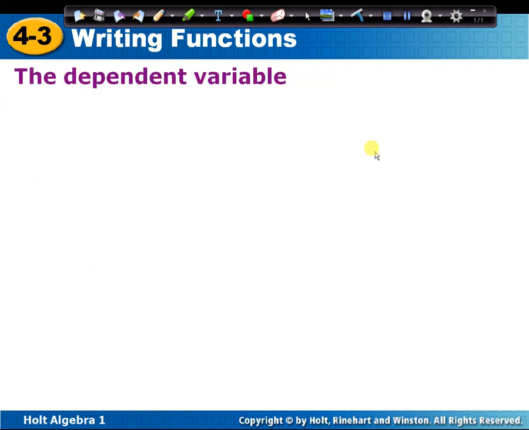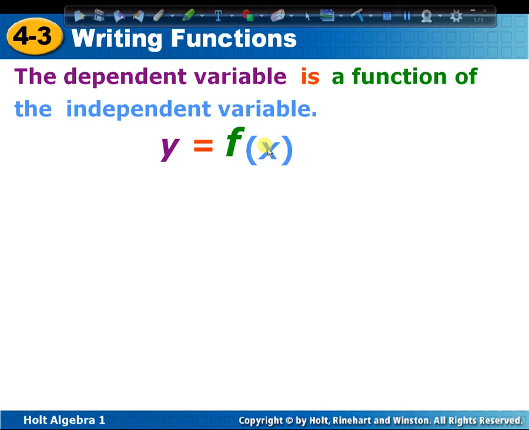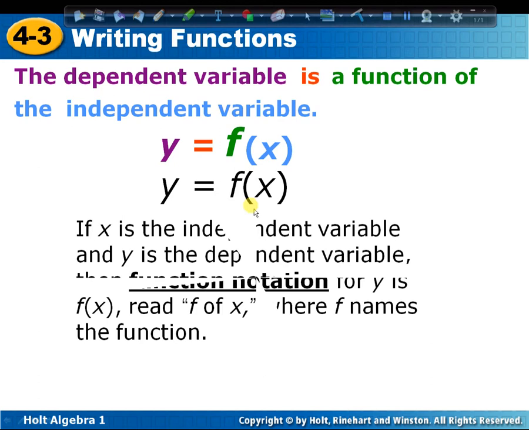All right, so back to what we looked at earlier with independent and dependent variables. We're going to look at writing functions. The dependent variable is a function of the independent variable. So my dependent variable here is y, and it is a function of the independent variable x. We write this as y equals f of x. That's how we say that, f of x. If x is the independent variable and y is the dependent variable, then function notation for y is f of x, read f of x, where f names the function. So f is nothing but the name of the function.